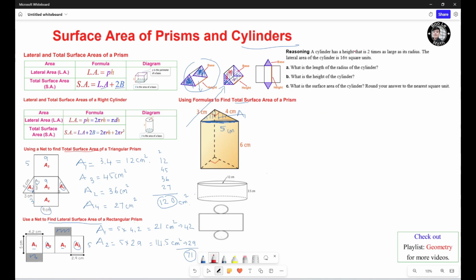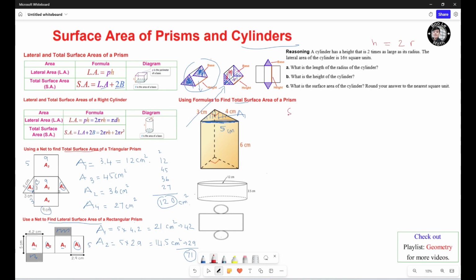Now, let's move on to the last one right here. A cylinder has a height that is 2 times as large as its radius. I don't know the radius, so I just put R. So the height must equal 2 times R. The lateral area of the cylinder is 16 pi square units. What is the length of the radius of the cylinder? What is the height of the cylinder? What is the surface area of the cylinder? Round your answer to the nearest square unit.